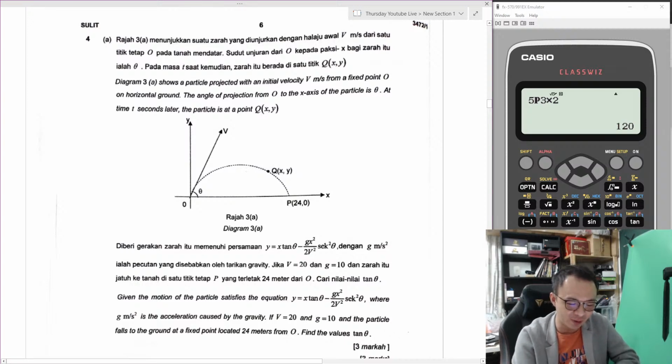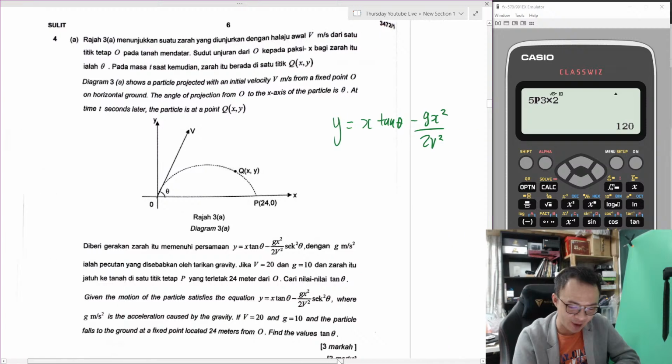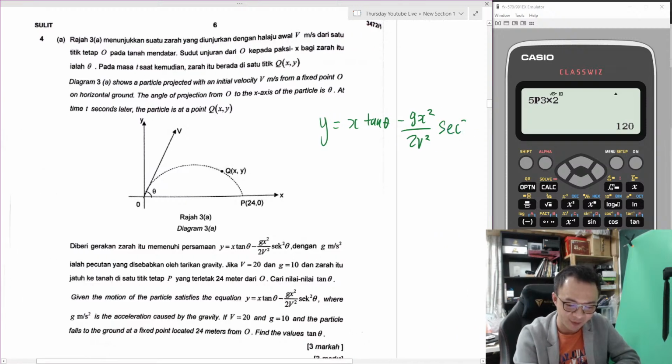So what I want to do is, I have a y equation, which is x tangent theta minus g x squared over 2v squared, and then times secant squared theta. Okay, so here they actually tell you some projection. So v is the initial velocity, and then we have fixed point O, and this is the projection path on the x-axis, and then you can see Q is (x, y). It forms some locus here.